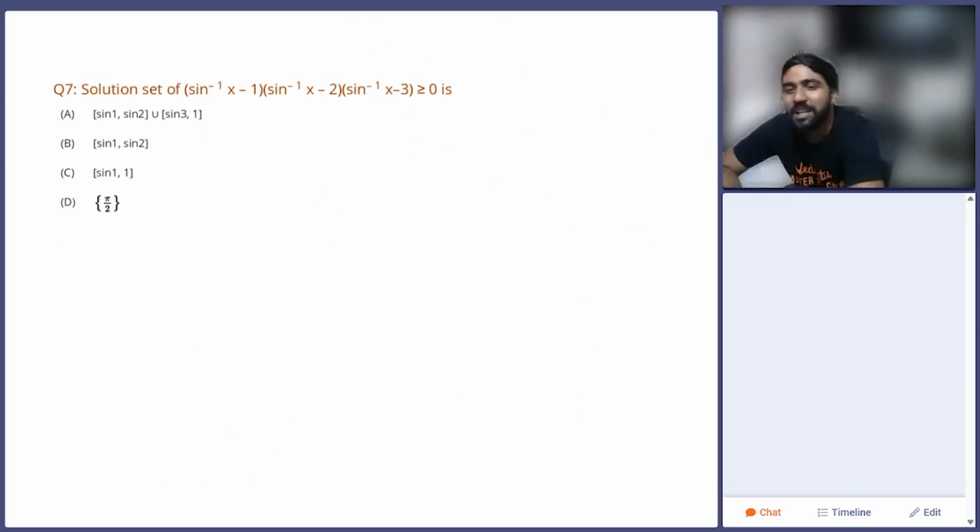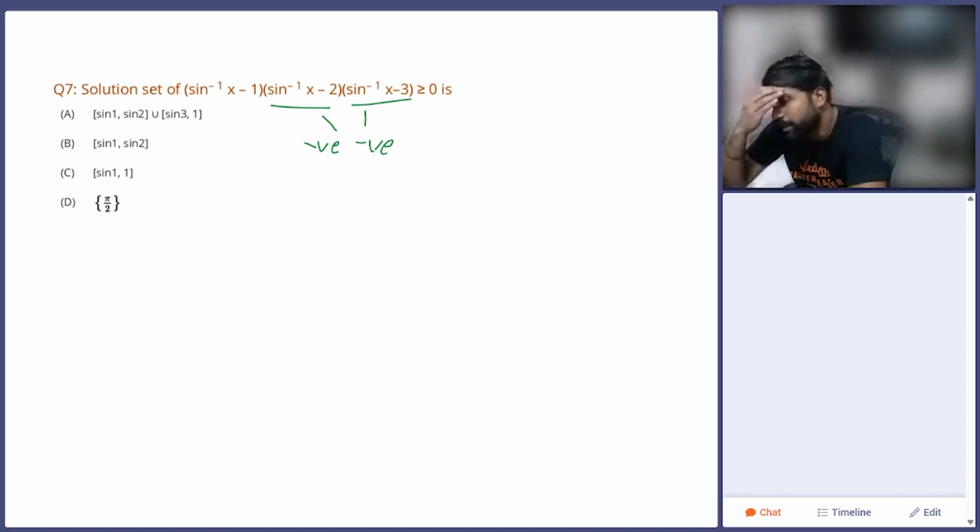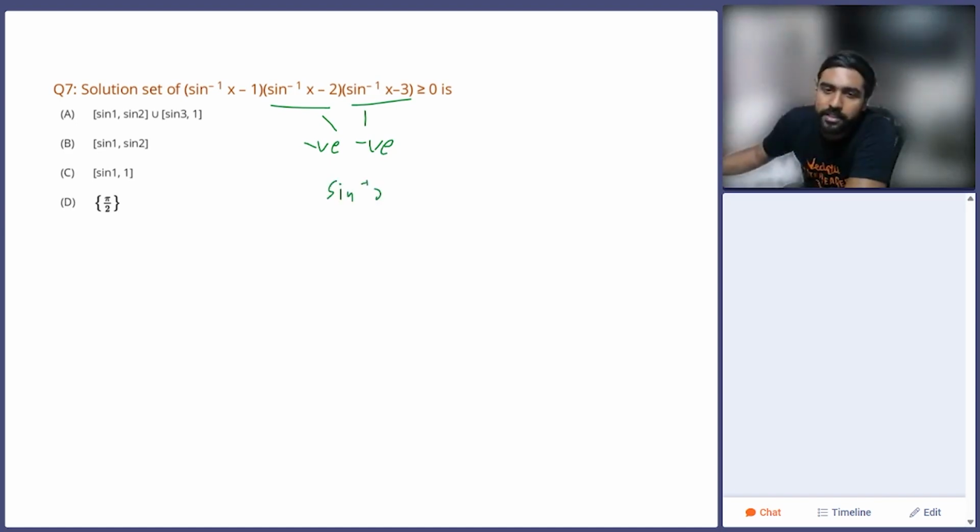Okay, so moving on. What do we have here? Now this is an easy question. Why? Because sine inverse x minus 2 and sine inverse x minus 3, they are both negative. Why? Because sine inverse x lies between minus pi by 2 and plus pi by 2, and minus 2 is smaller than both of them. So sine inverse x minus 2 will always be negative. Sine inverse x minus 3 is also always negative. Negative into negative is positive, so I can just ignore it.